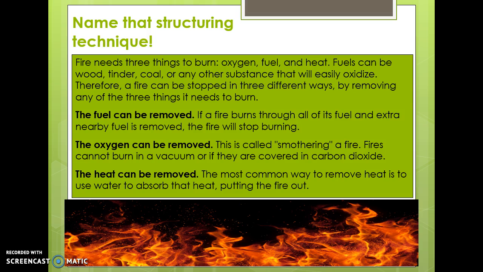If a fire burns through all of its fuel and extra nearby fuel is removed, the fire will stop burning. The oxygen can be removed. This is called smothering a fire. Fires cannot burn in a vacuum or if they are covered in carbon dioxide. The heat can be removed. The most common way to remove heat is to use water to absorb that heat, putting the fire out.